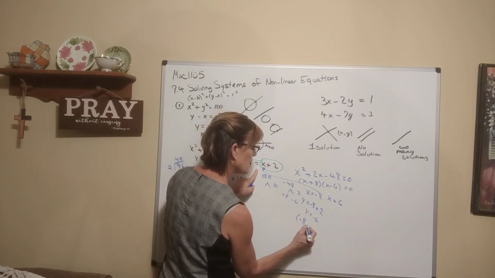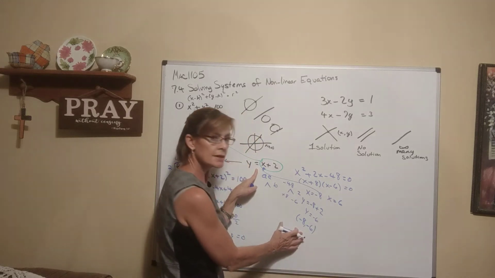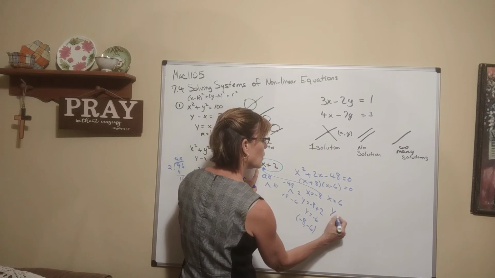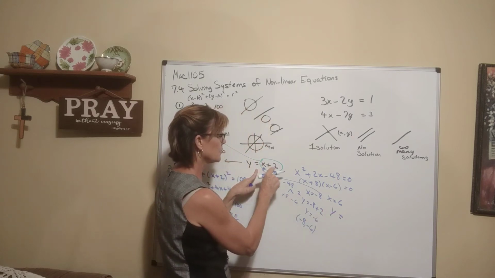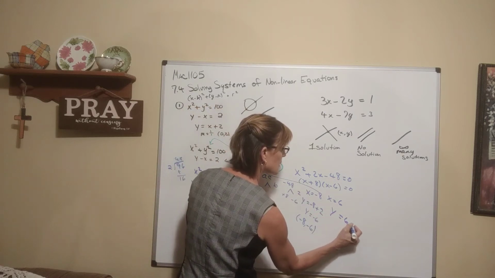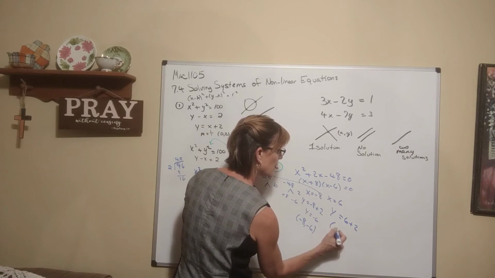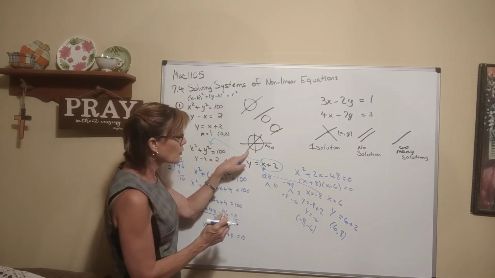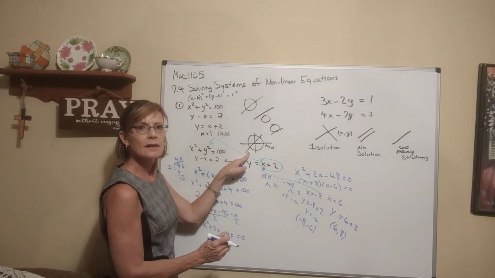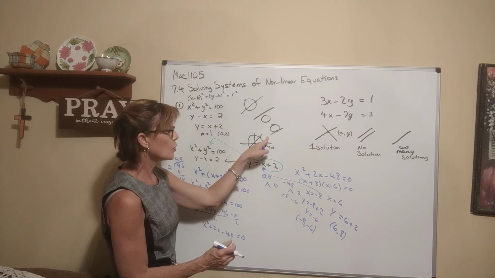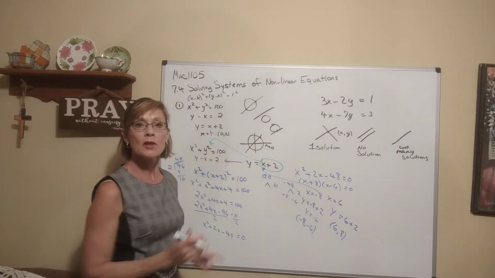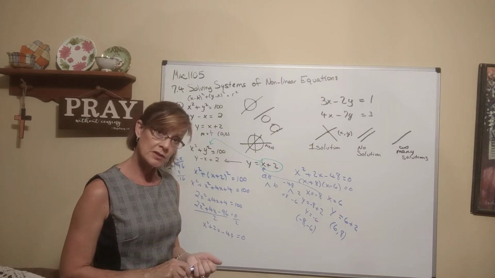Negative 8, negative 6 is one solution. When x is 6, y is going to equal x plus 2, or 6 plus 2. And so when x is 6, y is 8. Let's look at the little sketch I drew. This point right here is the negative 8, negative 6 point. This point right here would be 6, 8. So that's one example of a nonlinear system of equations.